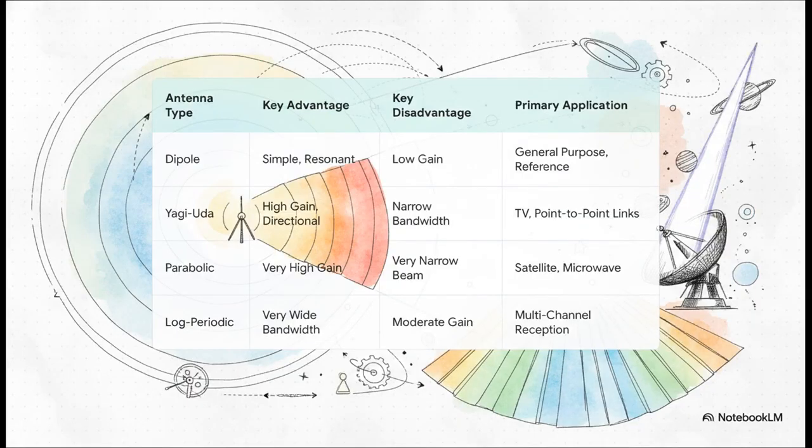And this table here, it just lays it all out perfectly. You can see the whole story at a glance. The simple dipole, low gain. The Yagi cranks up the gain but sacrifices bandwidth. A parabolic dish takes that to the absolute extreme with a tiny beam and massive gain. And then the log periodic says, I'll give up some of that gain to get a ton of bandwidth. It's a perfect snapshot of the engineering choices we've been talking about.